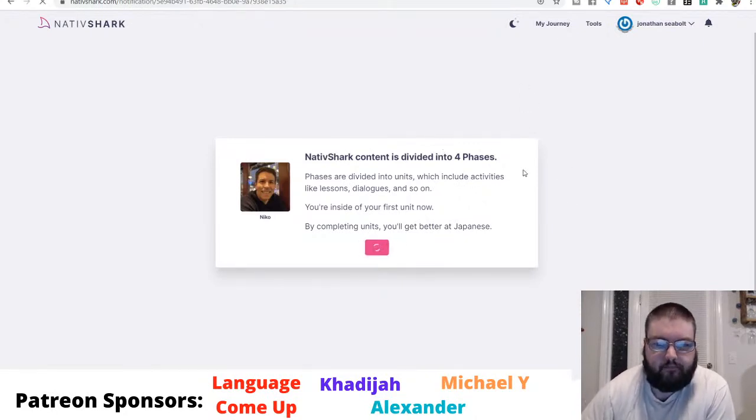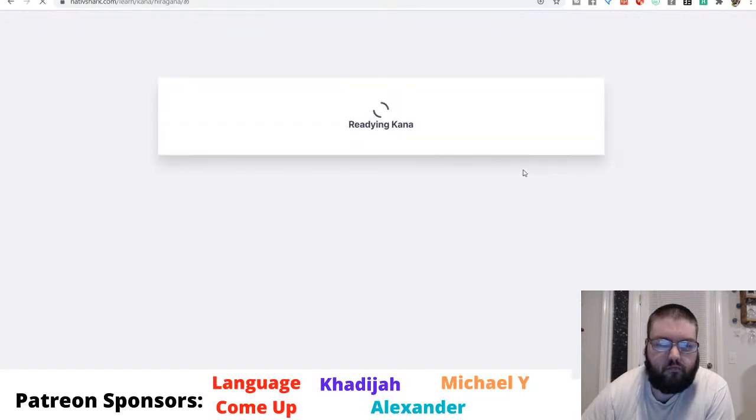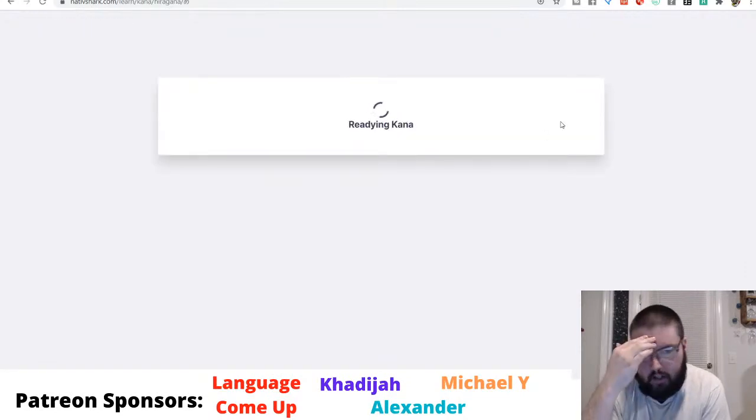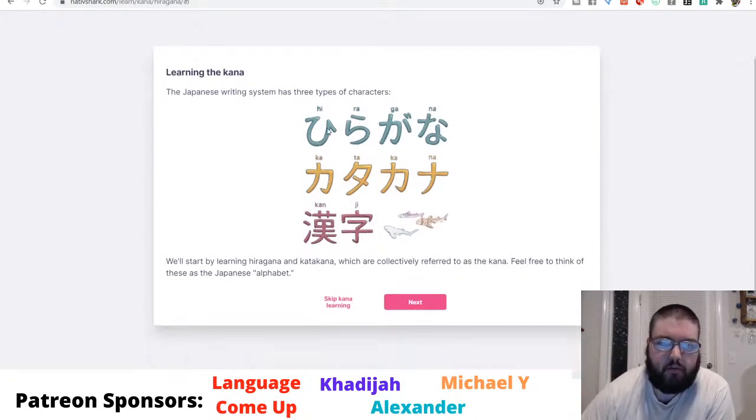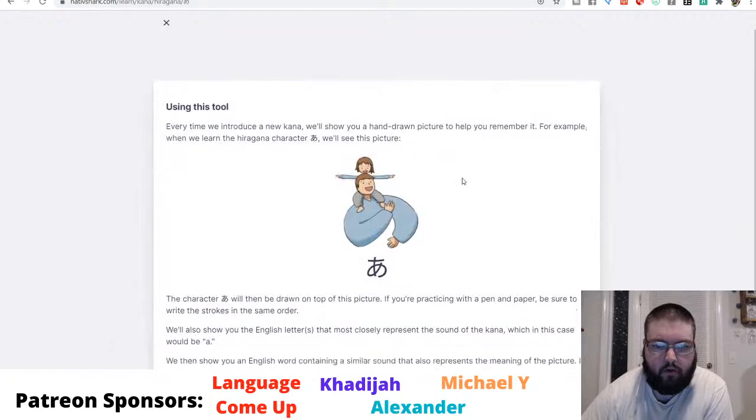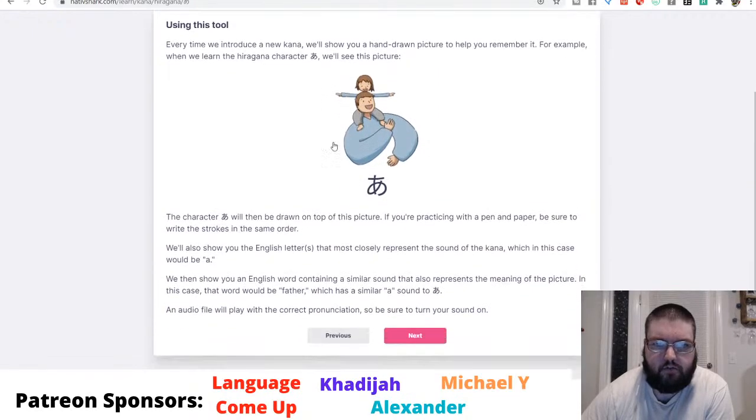All right, let's go. Writing kana. All right, this will be cool just to see how it teaches. All right, so the Japanese writing system has 3 types of characters: hiragana, katakana, and kanji. Okay. We'll start by learning hiragana and katakana, which are collectively referred to as the kana. Feel free to think of these as the Japanese alphabet. Got it. I do know those, but we are going to see. All right, it looks like they're using some sort of mnemonics, or not mnemonics, but pictographs to do it.